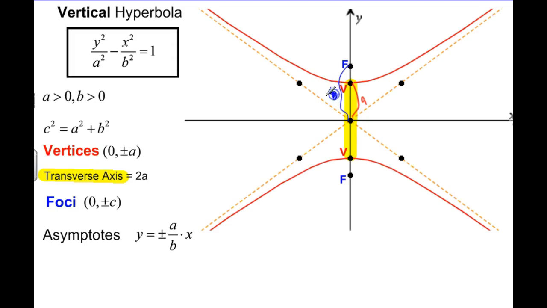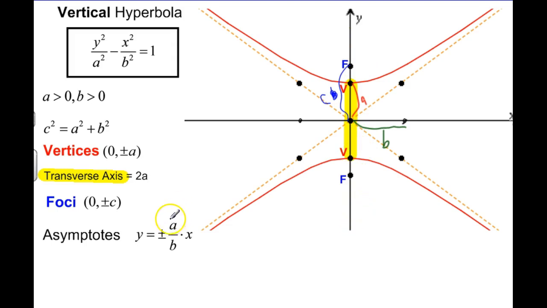Sorry, that's C. And then if I were to plot these other dots here, the distance from here to here is called B. And so this one is a vertical ellipse because the transverse axis goes from vertex to vertex. That's a vertical transverse axis. It opens up and opens down.